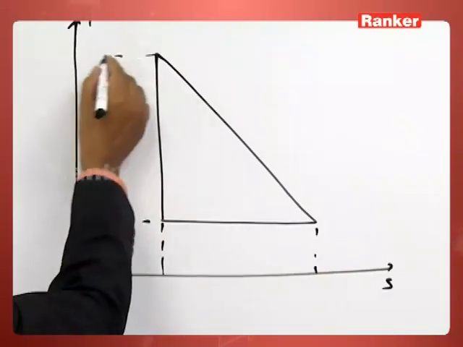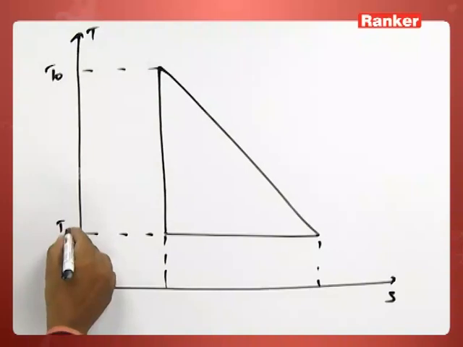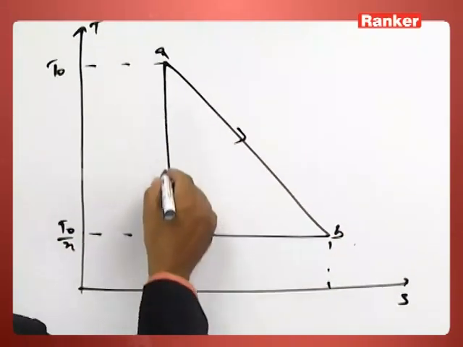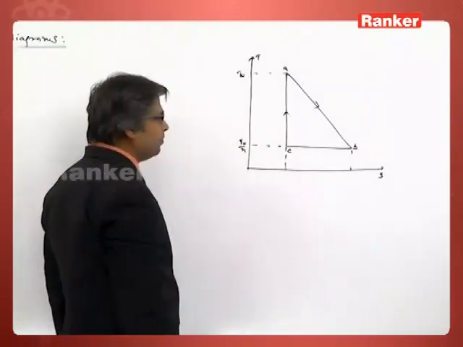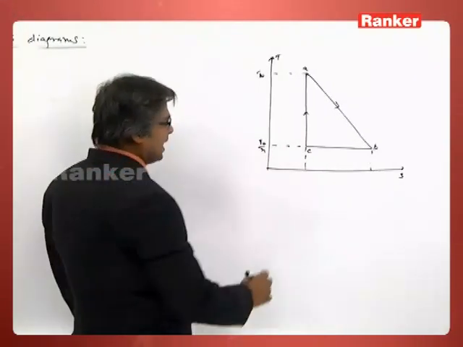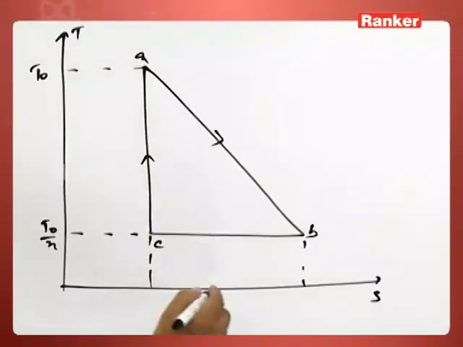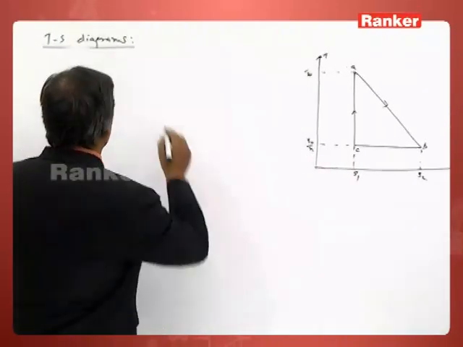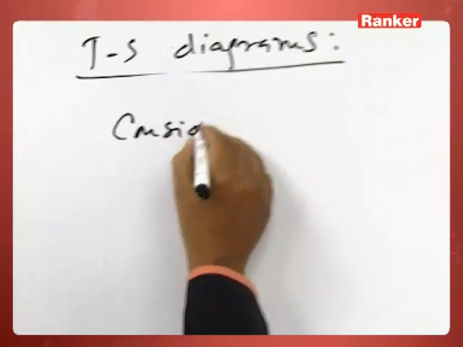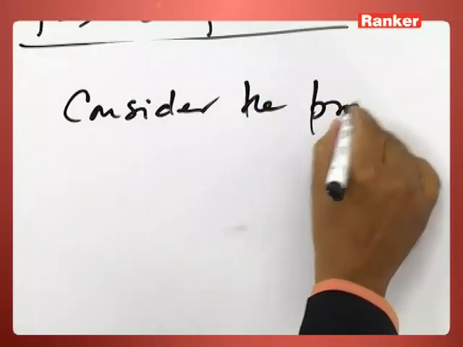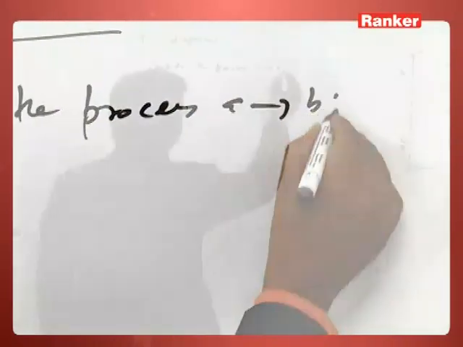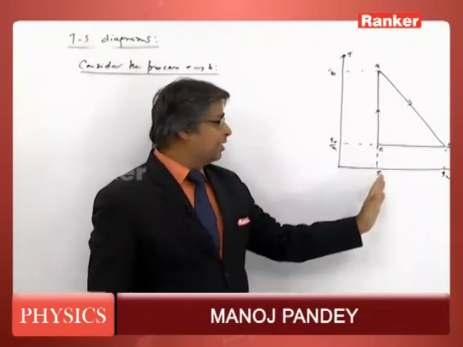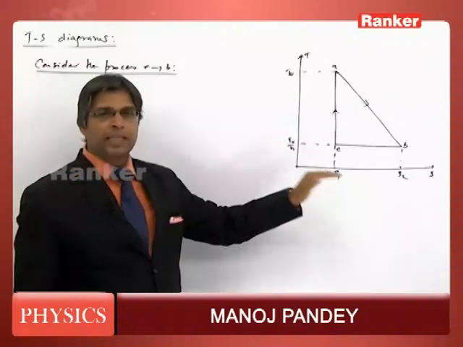So what are the given quantities? These are T0 and T0 by N. It goes from A to B, B to C, and C to A. Now we have to find the efficiency of this cycle. I will assume this as S2 and this as S1. So consider now the process A to B. Now you see in A to B, the entropy is increasing and the temperature is decreasing.